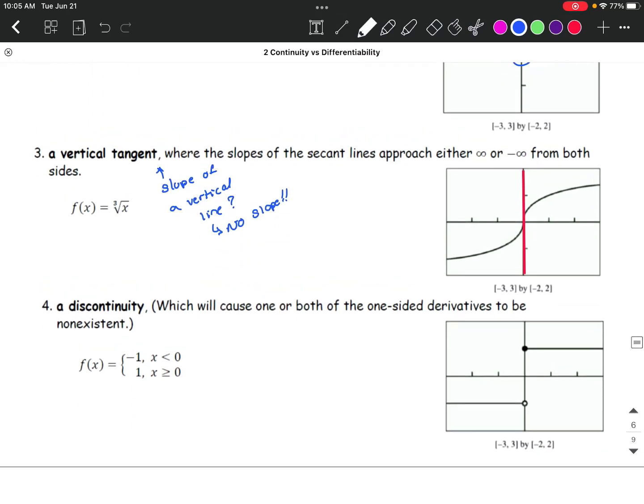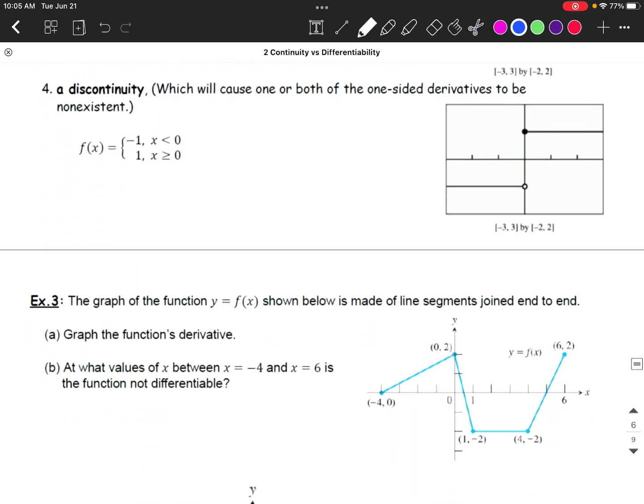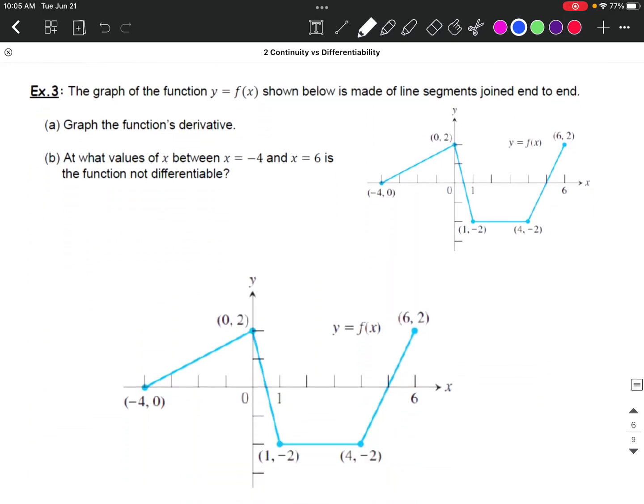The next one is when it's discontinuous. So we know that if the function's not continuous, there's no derivative, because the left and right-handed derivatives are not going to be the same, or one of them won't exist. Okay? Now here's a new example.